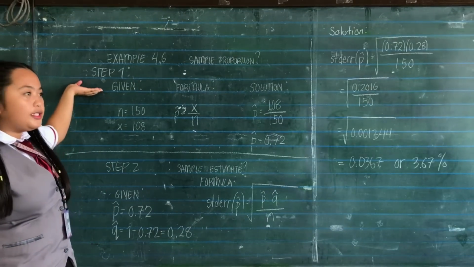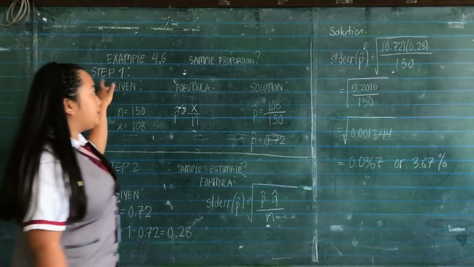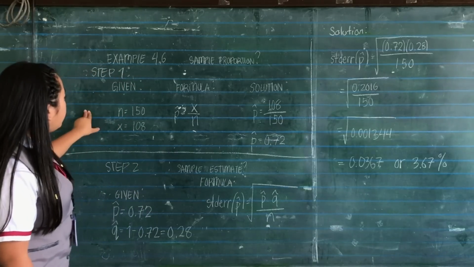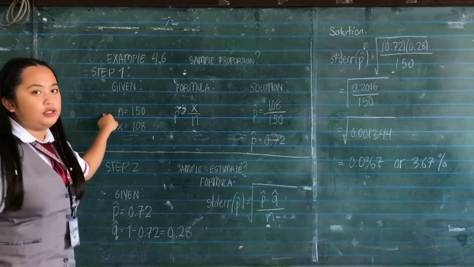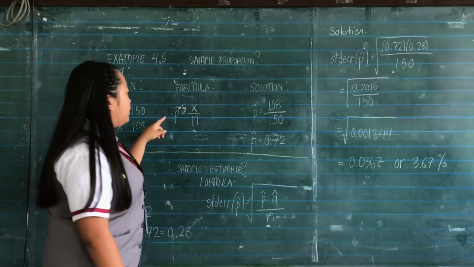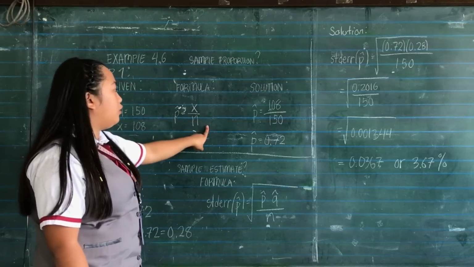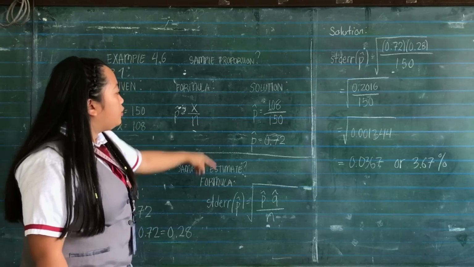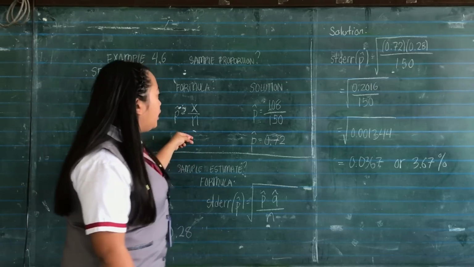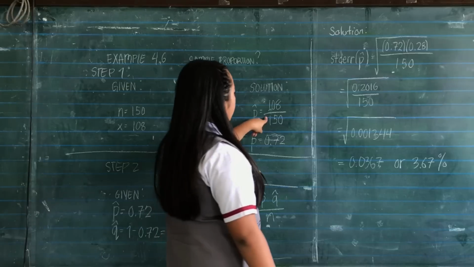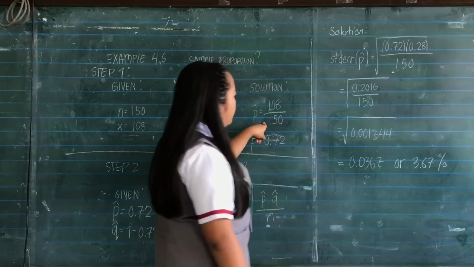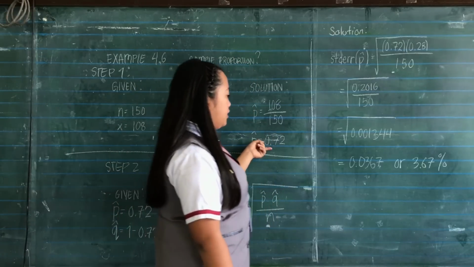In example 4.6, we have two steps. Step 1 is the sample proportion and step 2 is the standard error of the estimate. In step 1, we have the given n equals 150 and x equals 108. Our formula is proportion equals x over n. To solve, we substitute the given to our formula. Proportion is equal to 108 over 150. 108 divided by 150 is equal to 0.72.